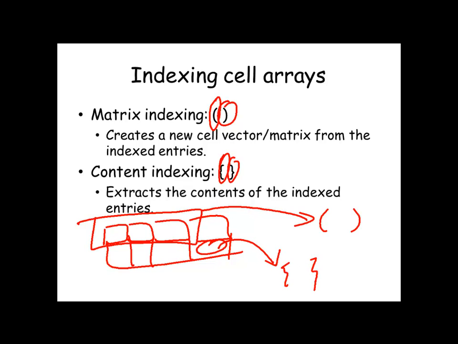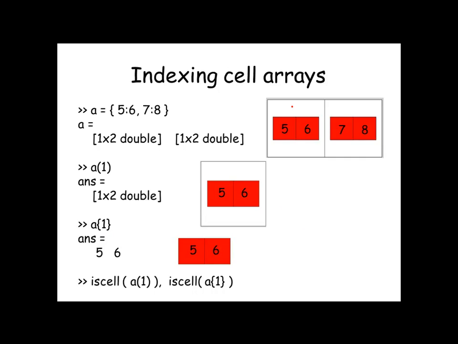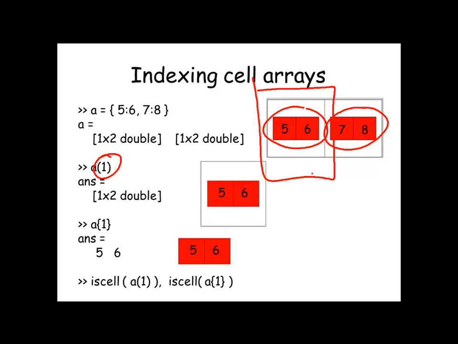Let's see some examples of these. In this example, we have a cell vector with 2 cells. Both cells contain a vector with 2 elements. Now, when we say A parenthesis 1, we are selecting the first cell and generating a new cell. So we are not really extracting the contents of the first cell. We are simply generating a new cell array using the indexed elements. In this case, there's only one cell being indexed.